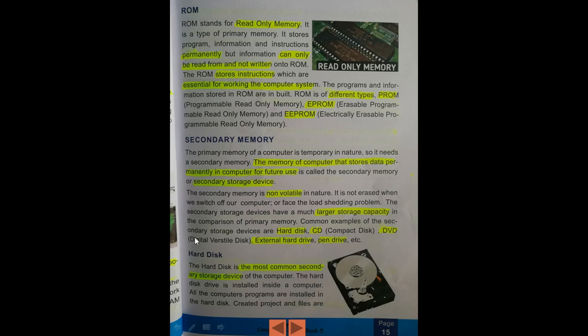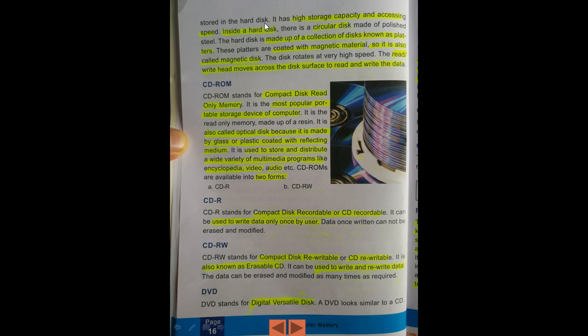Now let's get into more detail about the hard disk, which is one of the very common secondary storage devices. Hard disk is the most common secondary storage device of the computer. The hard disk drive is installed inside a computer. All the computer programs are installed in the hard disk. Created projects and files are stored in the hard disk. It has high storage capacity and accessing speed.